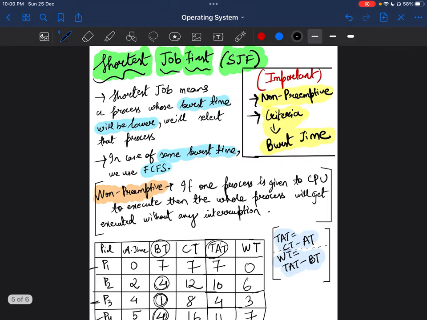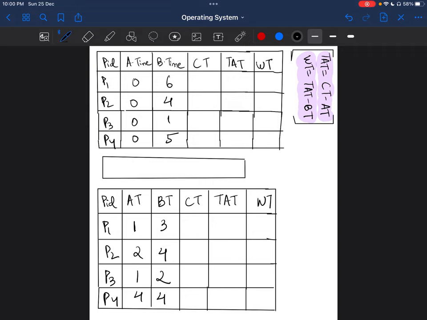So as it is SJF, the criteria is burst time. The lowest process will be first given the priority. Let me complete the Gantt chart.